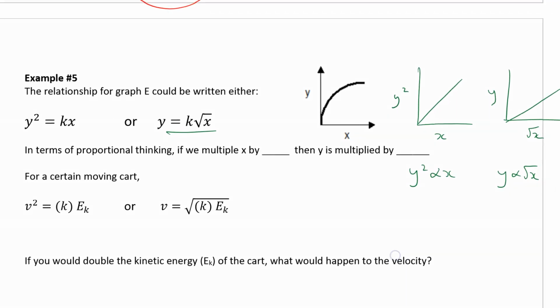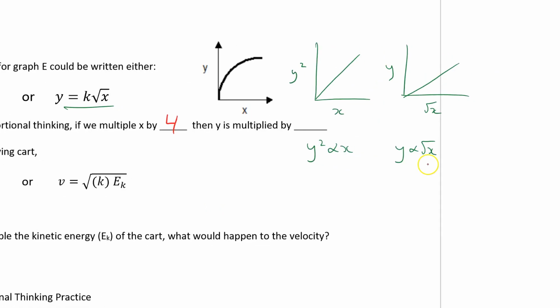So in terms of proportional thinking, if we multiply x by, let's pick a number, let's say if we multiply x times 4, then y is going to be multiplied by. For this one, I think it's easier to pick this one here. If I multiply this times 4, there's a square root sign over it. So we need to do that to our times 4. So what happens when we find the square root of 4? Y is going to get multiplied times 2. Let's see if that makes sense.